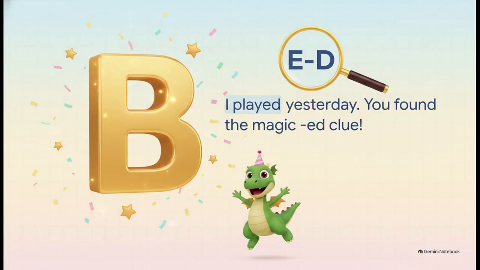And the answer is B. I played yesterday. Look at you go. Huge congratulations for spotting that correct time travel word. You found the magic ED at the end of played, and you probably even saw the word yesterday hanging out in there too. You're practically professional time travelers at this point. Let's jump to the next one.